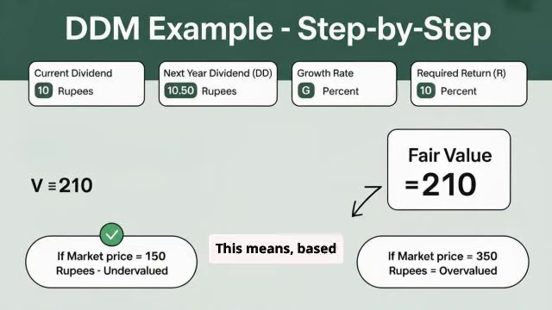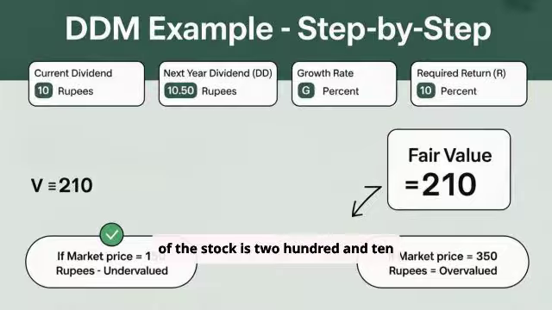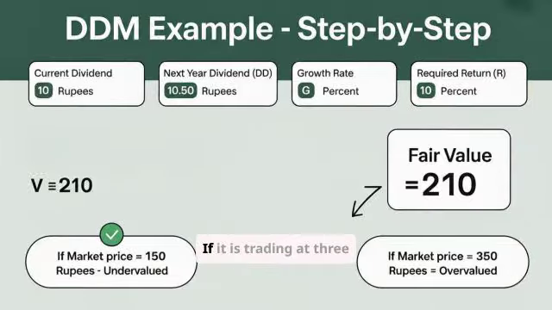This means, based on the dividend and growth assumption, the fair value of the stock is 210 rupees. If the stock is trading at 150, it is undervalued. If it is trading at 350, it is overvalued.